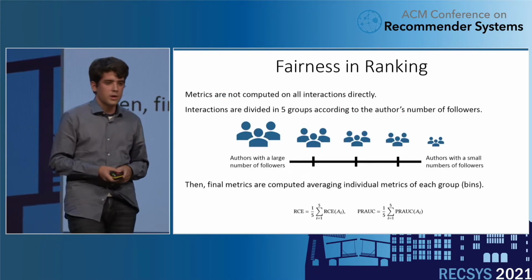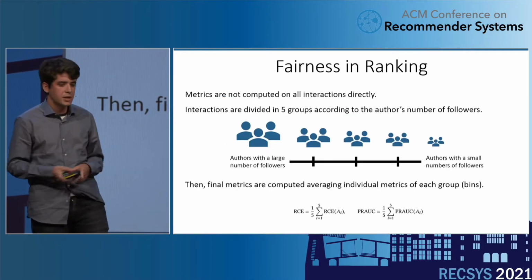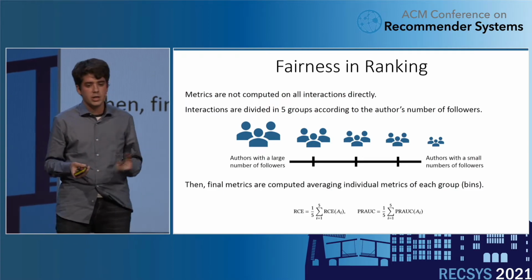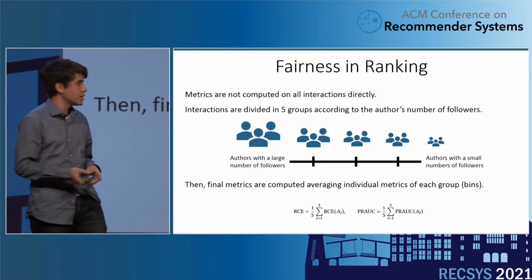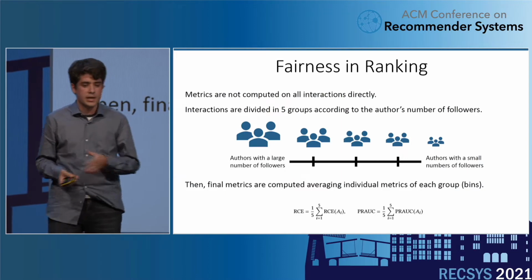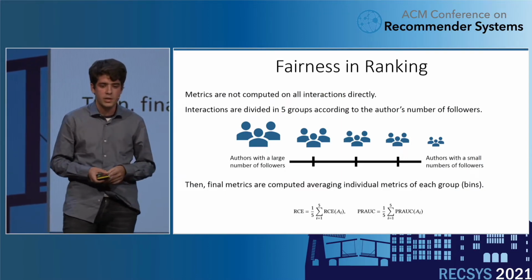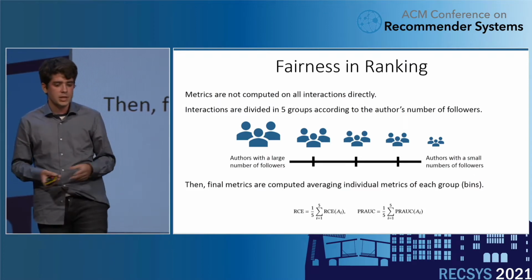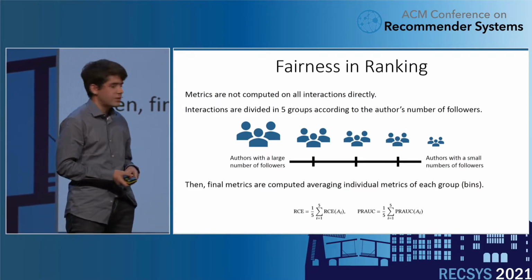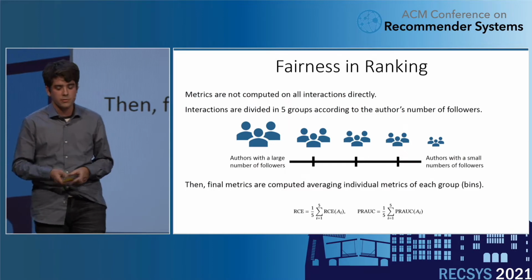And also one of the novelties of this year was the introduction of this new concept of fairness in ranking, where authors were divided in 5 bins or 5 groups according to the number of followers. And then the metrics were computed using the average over these 4 groups, or 5 groups, sorry.